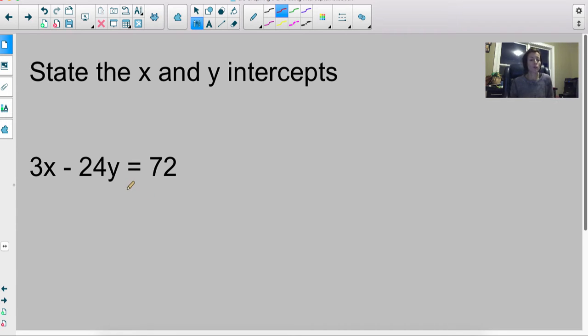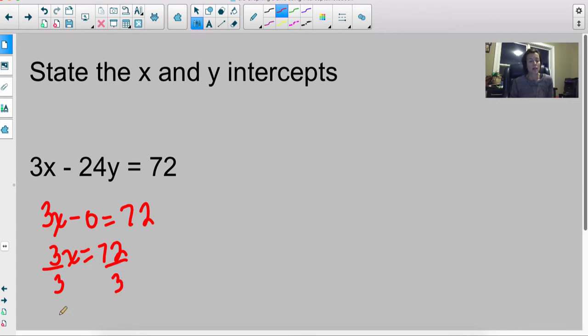3x - 24y = 72. Let's make y 0 this time. So 3x - 0 is equal to 72. So 3x is equal to 72. Divide both sides by 3. x is going to be equal to 24. So it's going to be (24, 0).